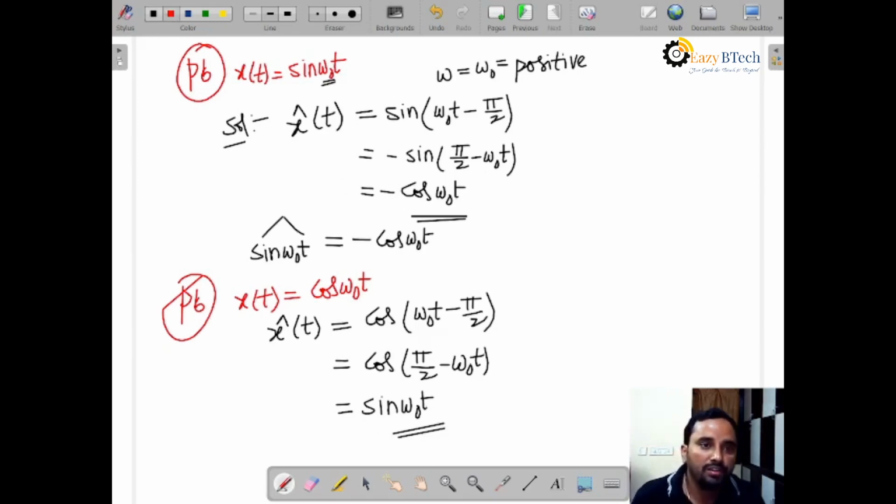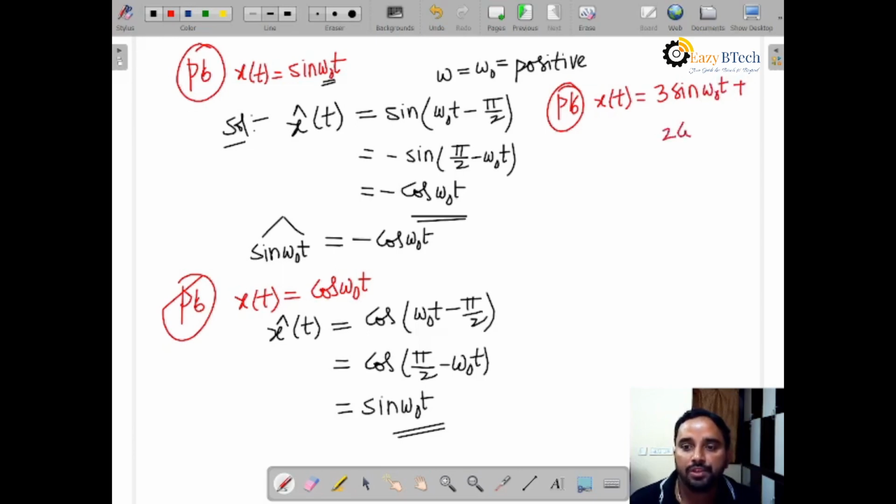For example, you want the Hilbert transform of the signal x of t equal to 3 sin omega naught t plus 2 cos omega naught t. So here sin and cos are both involved. Already we have done the sin Hilbert transform and cos Hilbert transform separately. That we can do now.